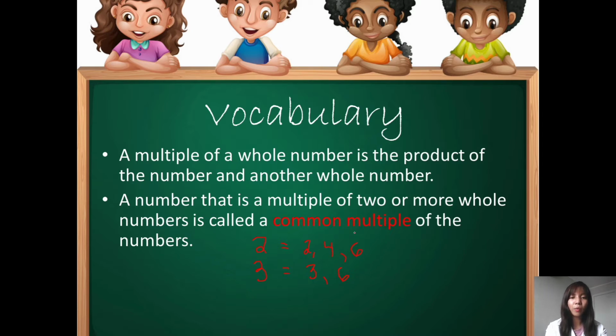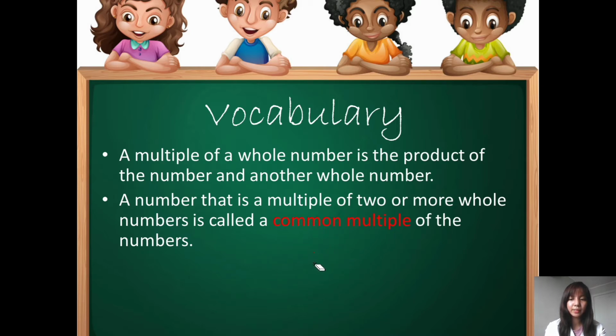Alright. So now we have a common multiple of the two numbers. Again, a number that is a multiple of 2 or more whole numbers, which refers to the number 6 in this example. The two numbers here are 2 and 3. It is called a common multiple. So the number 6 is a common multiple of the numbers 2 and 3. Understand?